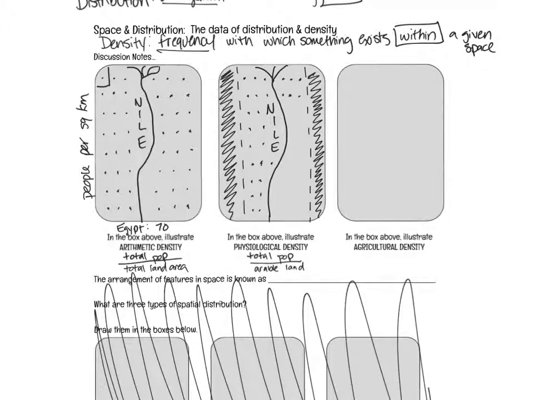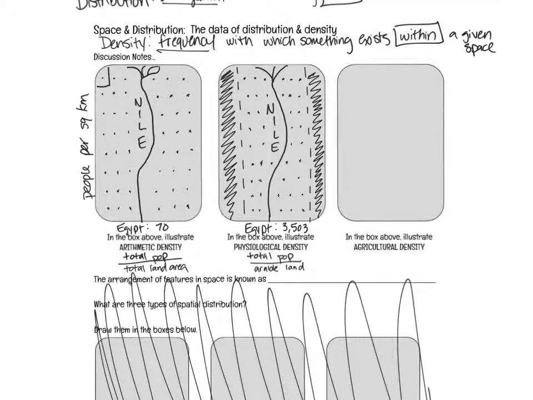What's the word I'm looking for? Profitable, I guess. Okay, so those are all of our people. So in reality, Egypt's physiological density goes way up to 3,503 people per square kilometer. Okay, so the amount of arable land is pretty small because it's just clustered near the Nile River.